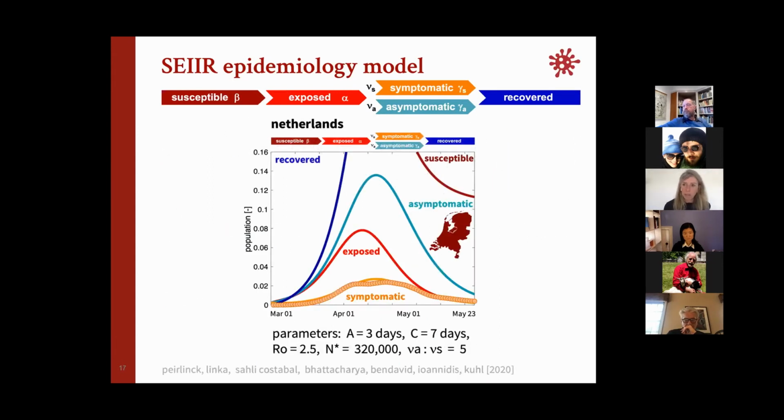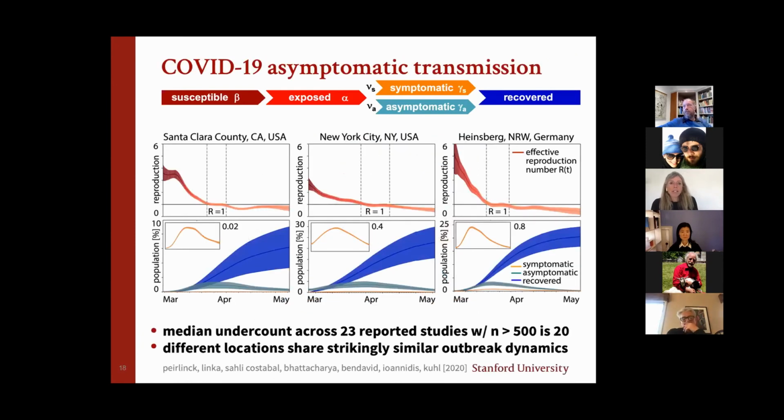This is for the Netherlands, and if you remember, it has an undercount of 5. So for every symptomatic person, they counted 5 asymptomatic. You can fit the orange curve, and we can predict what the asymptomatic population would look like and how the total recovery would look like. In this case, of course, many more people would have recovered than we would know from the databases that we look at. So that's interesting, and you can do this for all places.